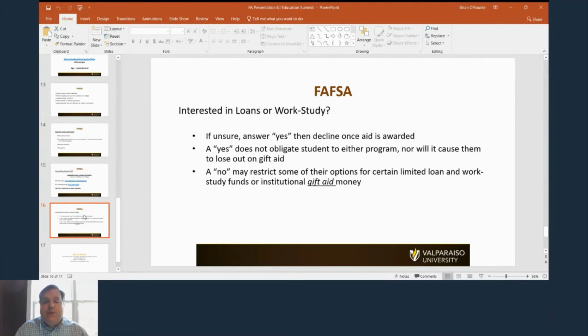But by answering yes, you get a much better understanding of what your overall financial aid award will be, and also what free money you should get. So please, I recommend all students answer yes to that up front so that you don't limit your gift aid options.